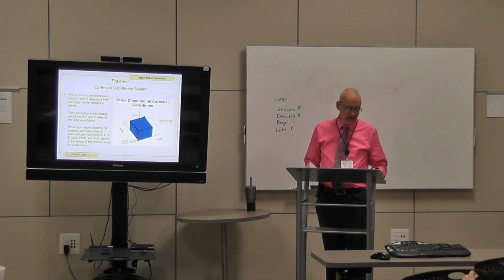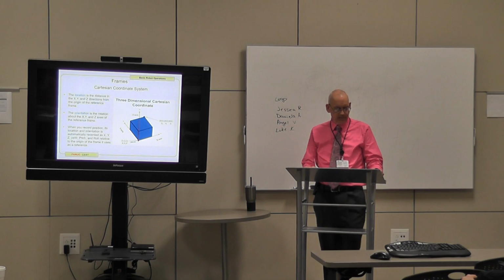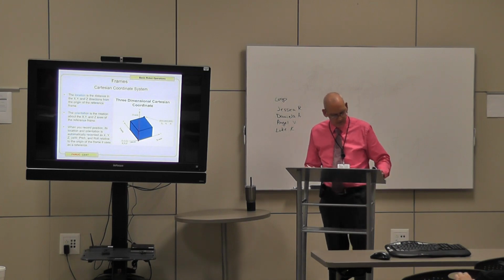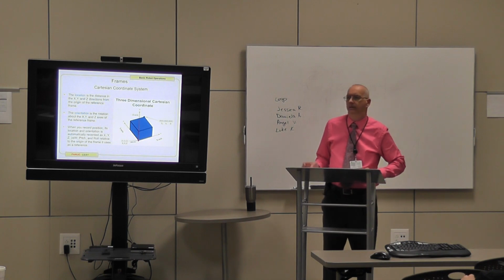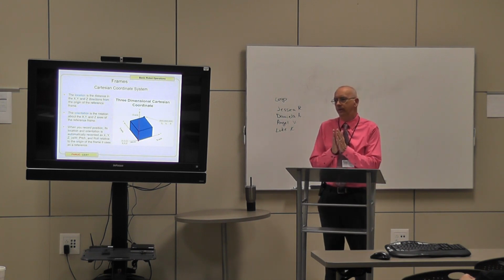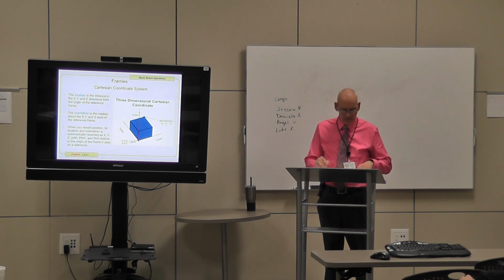All right, in the Cartesian coordinate system, the location is the distance in the X, Y, Z directions from the origin of the reference frame. Okay, where is our origin for world frame? Anybody remember? In the back of the robot. Okay, Leo, in the back of the robot. We face behind the robot and we do our right hand rule of thumb.